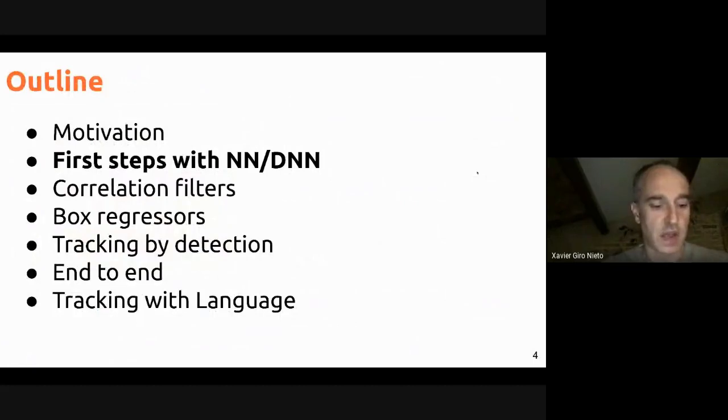Here you have the outline of the session. First we'll explain what the main problem is that we're trying to solve with object tracking, and then get into the first steps of solving this problem with neural networks, then present correlation filters, box regressors, tracking by detection, end-to-end solutions, and finally a brief mention of tracking with language. So let's start with the motivation.